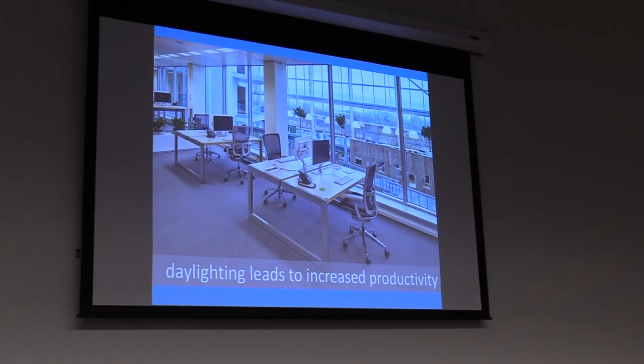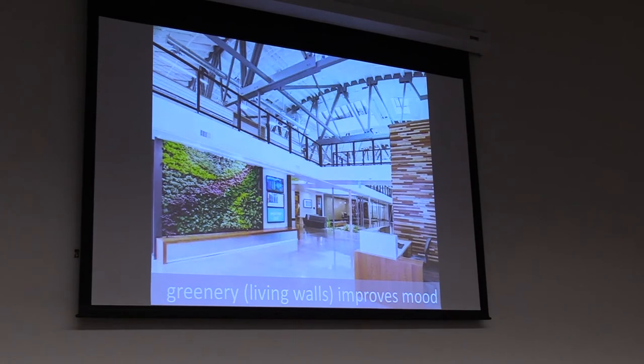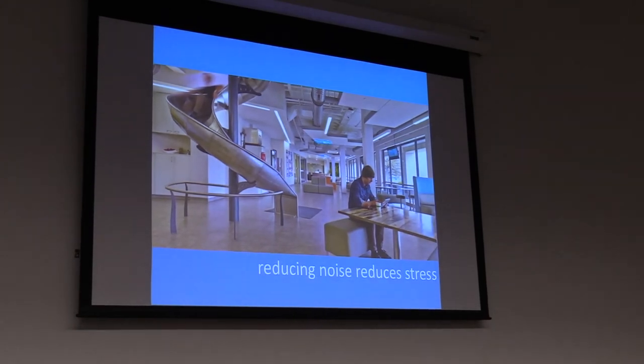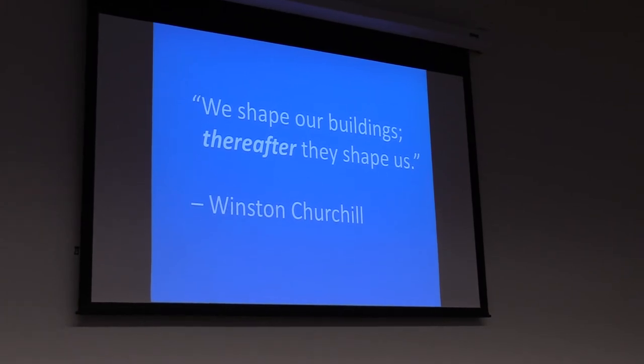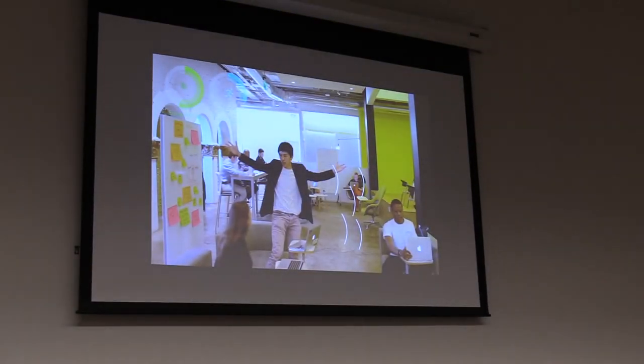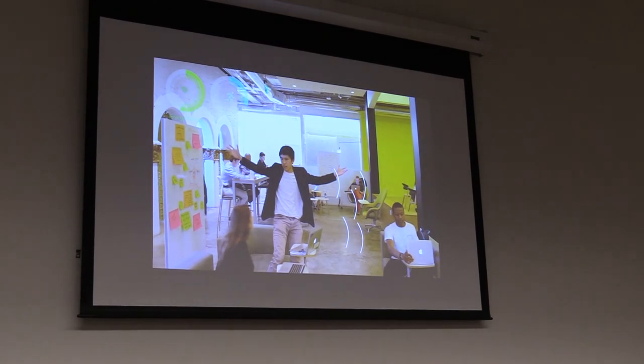So we know daylighting leads to increased productivity. We know greenery improves mood. We know it improves recovery in hospitals. We know reducing noise reduces stress. So how can we make buildings more dynamic and actually shape people's wellness? For example, here's another one of these vision videos that we created, but I'm not going to show it in the interest of time.